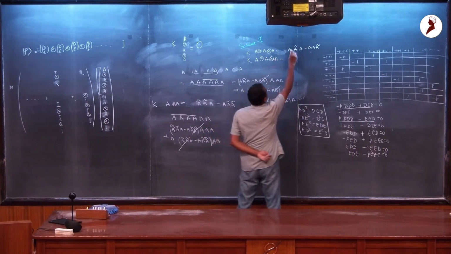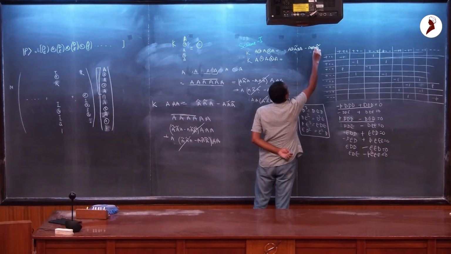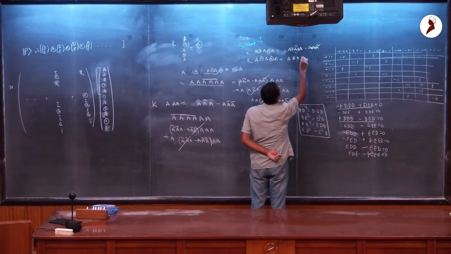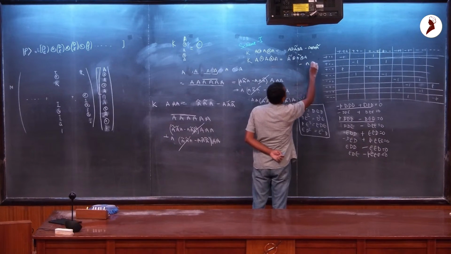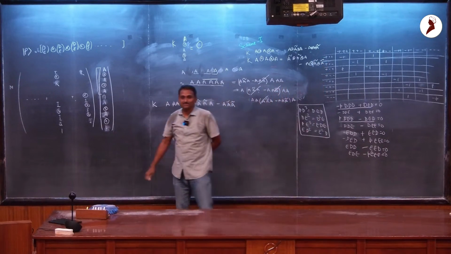A, if I'm writing it everywhere, right? Otherwise, A cross A cross A. So this is tilde minus A cross A cross A. These are tildes. This equation also will work.